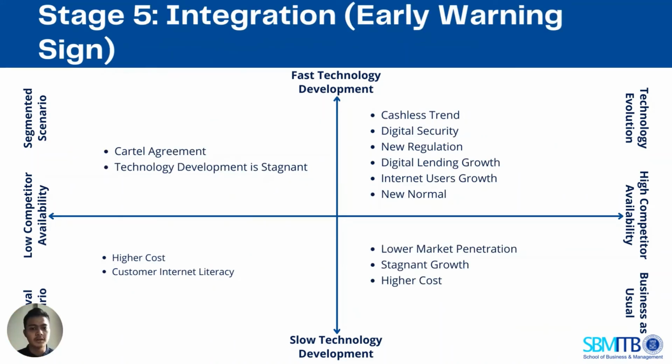Stage 5. Integration or early warning signs. The early warning signs offer the hope that patterns observed in data can predict the future states of an ecological system. The segmented scenarios sections need to be careful of the imperfect competition between new player banks and old player banks. The conventional banks can easily persuade the government to make policies that halt the development of new digital banks.